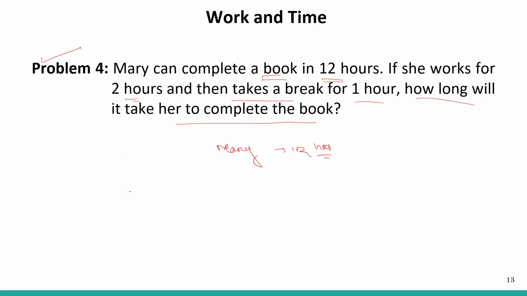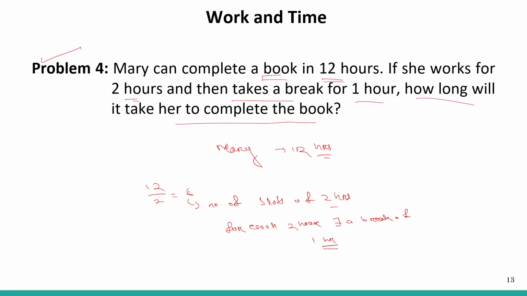Okay, so if Mary can complete a book in 12 hours, how many 2-hour slots does she need? So 12 by 2 is equal to 6. So 6 slots of 2 hours. Okay, so if she works for 2 hours and then takes a break for 1 hour, for each 2 hours there exists a break of 1 hour, right? So for each 2 hours she will take a break for 1 hour.